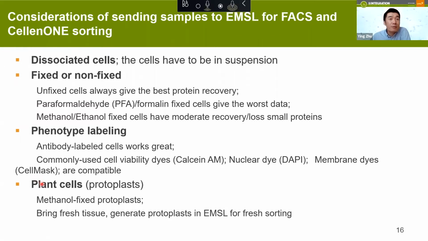For plant cells, it's a different story because we have to digest the cell wall to generate the protoplasts. So you can send us the methanol fixed protoplasts, or an easy way is to bring the proprietary tissue. We can generate the protoplasts in the lab and go directly to the sorting.